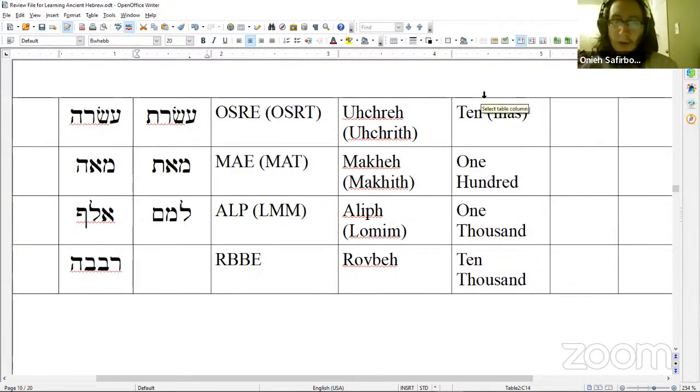And the word for 1000 is Aleph, originally Laban. And then Ravba is 10,000.